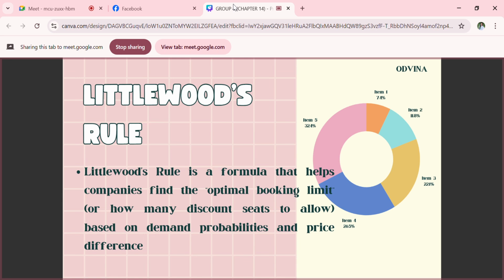Second is optimal booking limit. By combining these two factors, Littlewood's rule calculates how many seats should be sold at a discount versus how many should be held for full price buyers. This way, the businesses can maximize revenue by finding the right balance between discount and full price sales, avoiding both spoilage, the empty seats, and dilution, which is too many discounts.